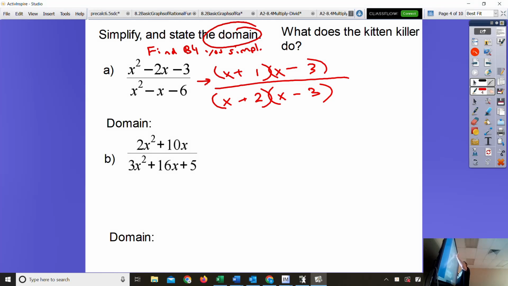Because once you simplify, it won't be there anymore. As soon as you simplify, something always disappears. What's the second commandment in mathematics? Can't divide by 0. Over there.